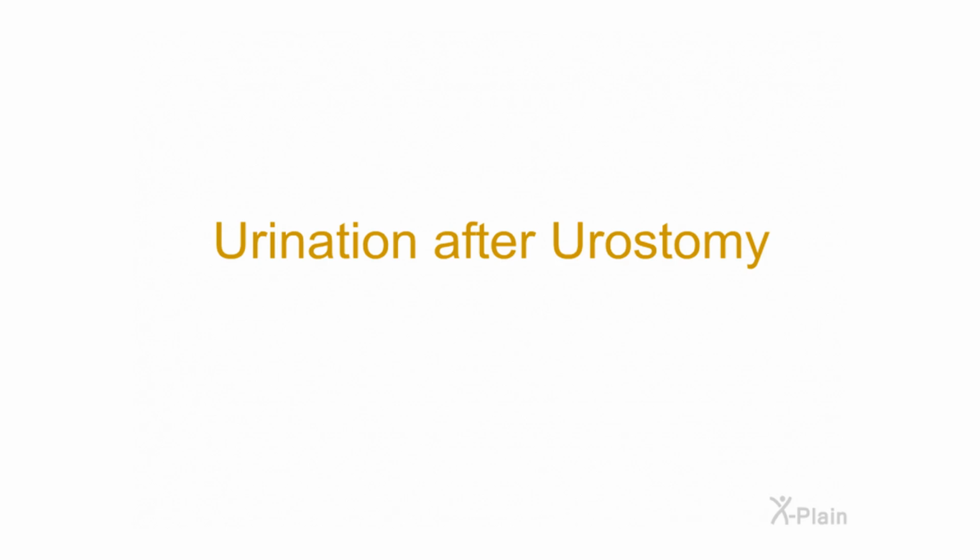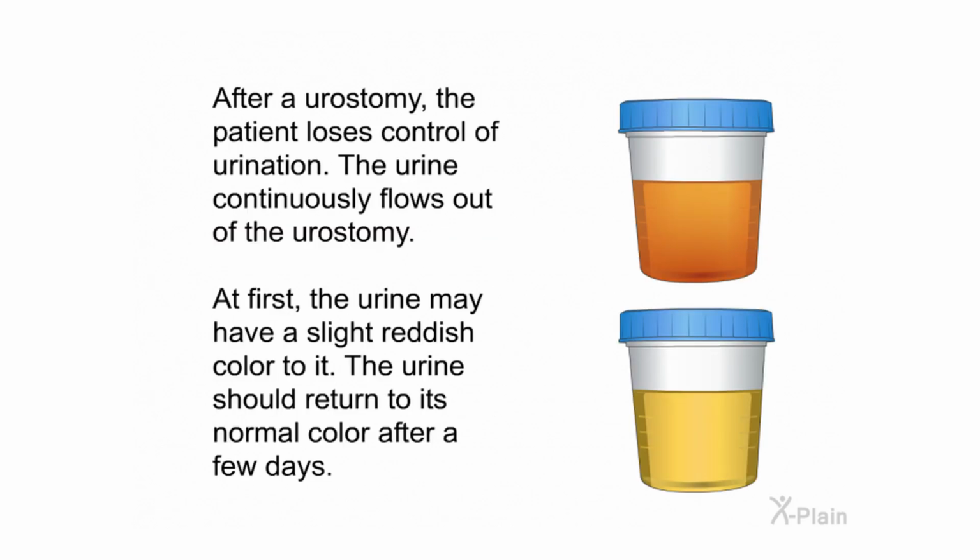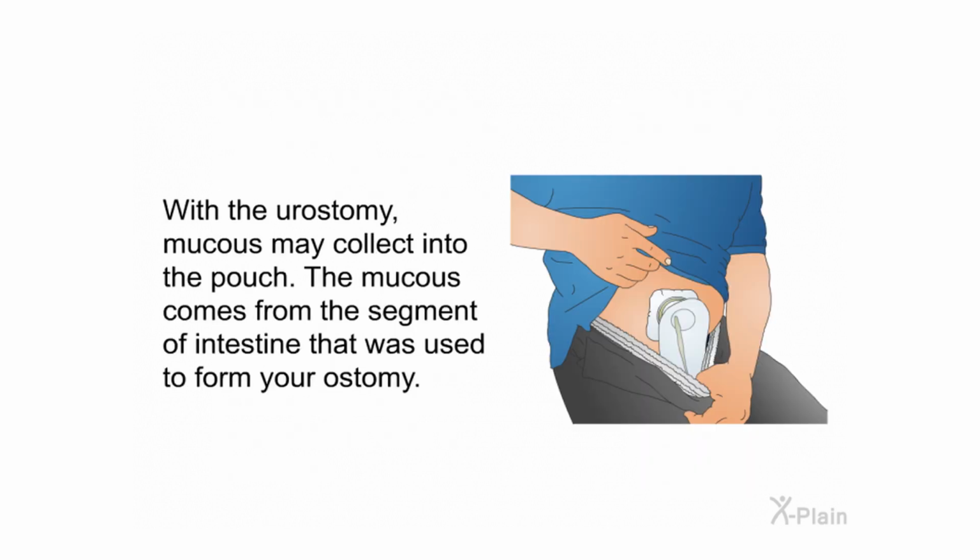Urination after urostomy. After a urostomy, the patient loses control of urination. The urine continuously flows out of the urostomy. At first, the urine may have a slight reddish color to it. The urine should return to its normal color after a few days. With the urostomy, mucus may collect into the pouch. The mucus comes from the segment of intestine that was used to form urostomy.